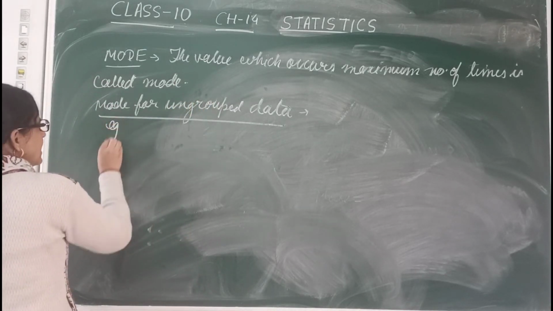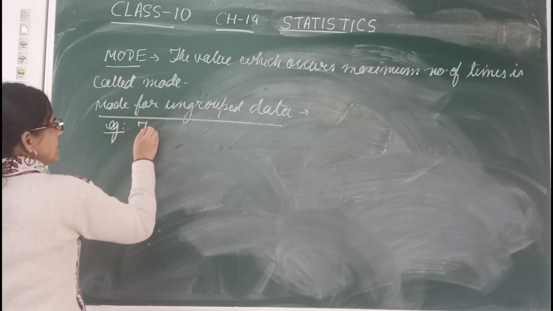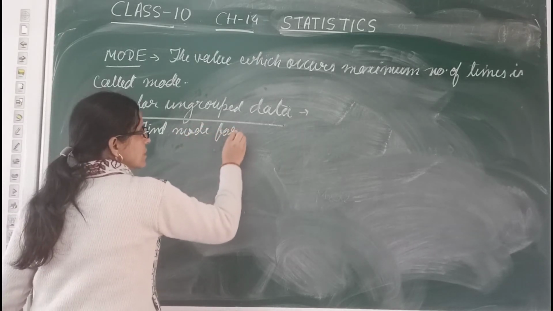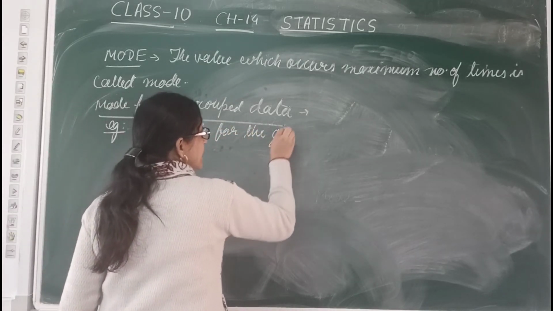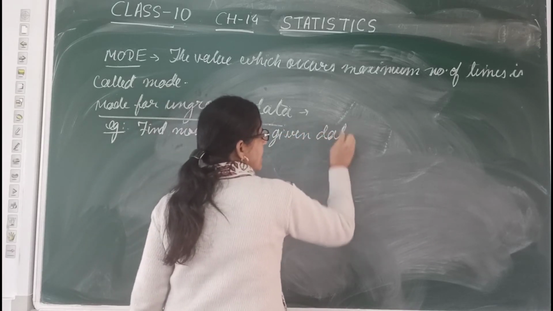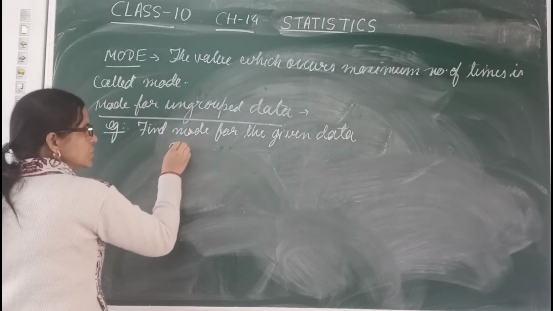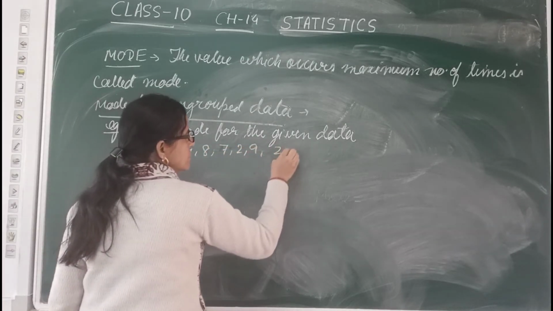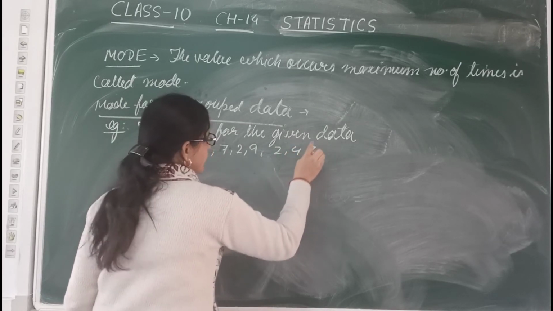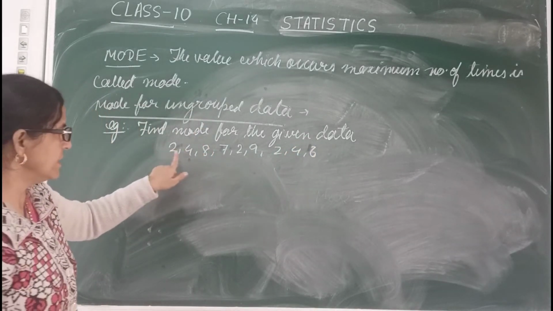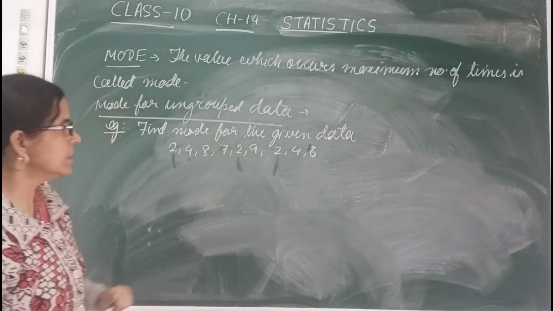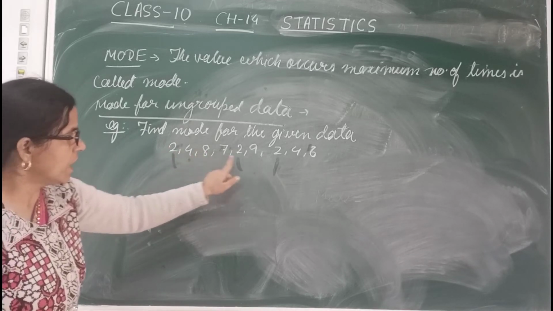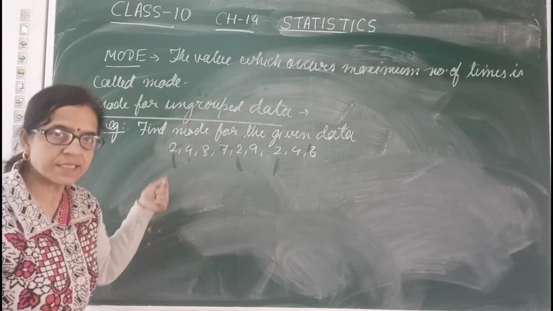So directly with the help of an example, I am calculating the mode for the given data. The data is 2, 4, 8, 7, 2, 9, 2, 4, 6, suppose. Obviously here the observation 2 is occurring maximum number of times, that is 3 times. The other observations are occurring less than 3 times.